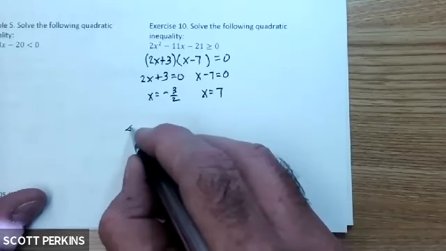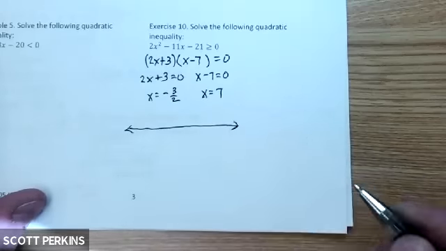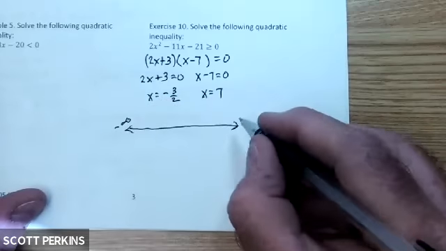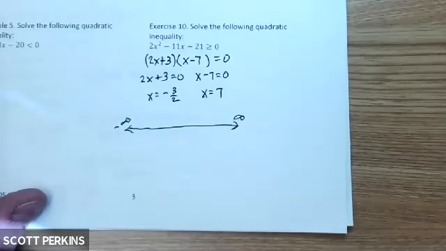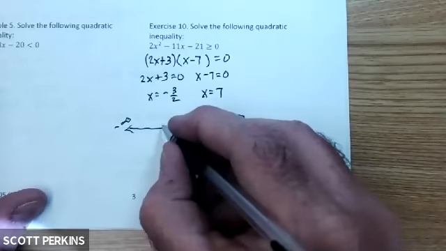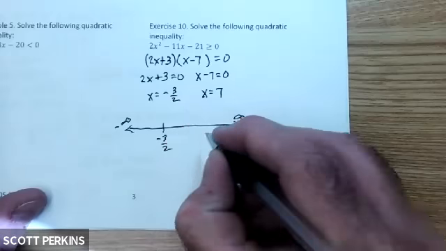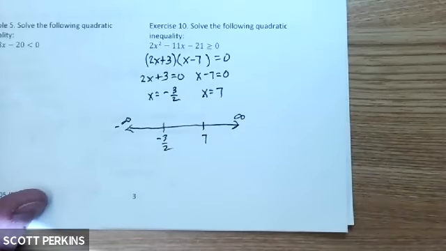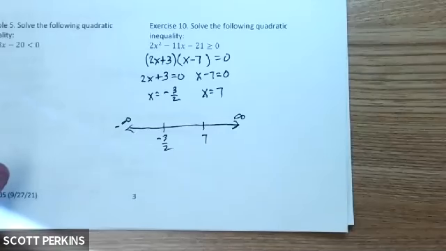Step number 2, I'm going to create a number line that represents my domain, and the domain of a parabola is negative infinity to positive infinity. And I'm going to put these 2 points, negative 3/2 and 7, on my number line. Now what I'm going to do is test each of the intervals, and then I'm going to answer the question, where is this bigger than or equal to 0? Again, I know that parabolas are pretty predictable, so bear with me. I'm teaching you a process.